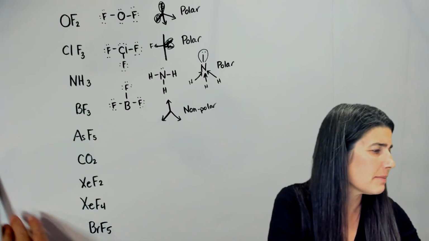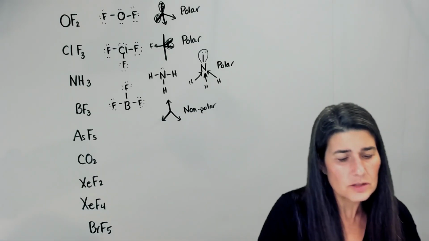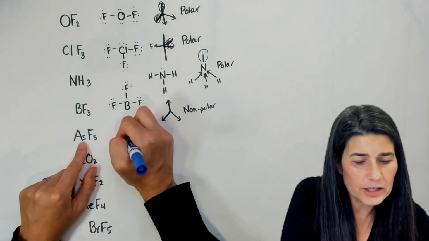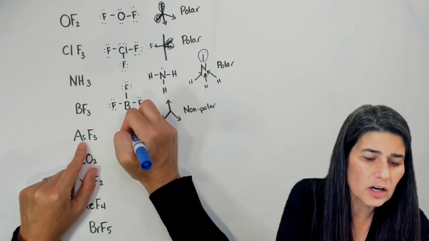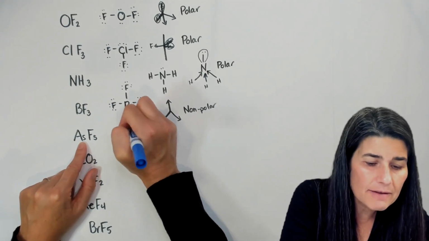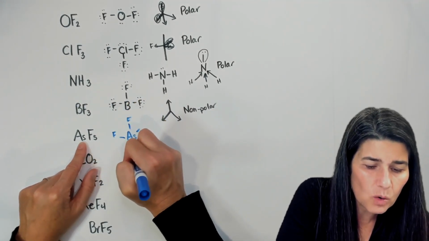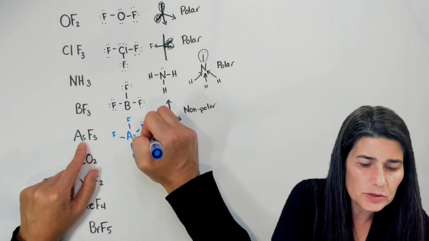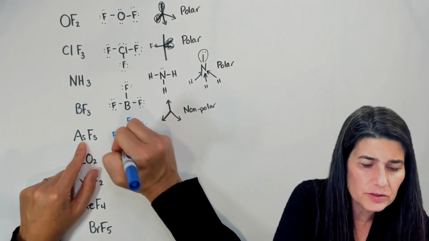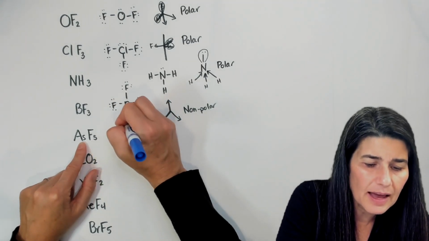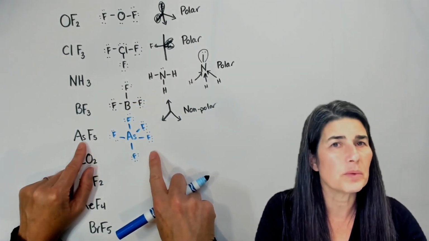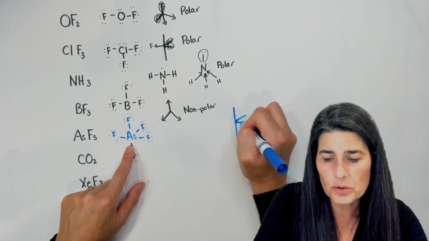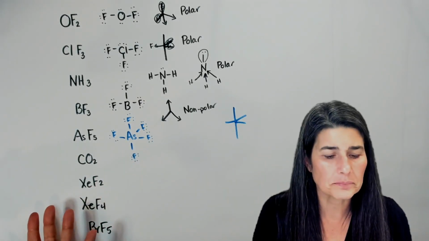ASF5, I'm going to get a different color here. So for ASF5, what we've got here, if we draw the Lewis structure, is arsenic with 5 fluorines, all at the corners of a trigonal bipyramidal structure. No lone pairs on my middle arsenic at all. So I'm going to redraw this. We've got, let me draw it over here, 1 up, 1 down, 3 in a ring around the middle.